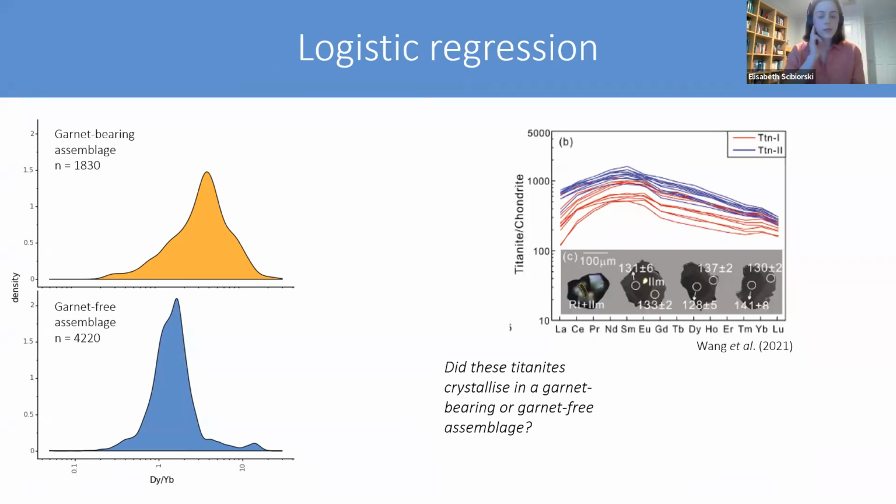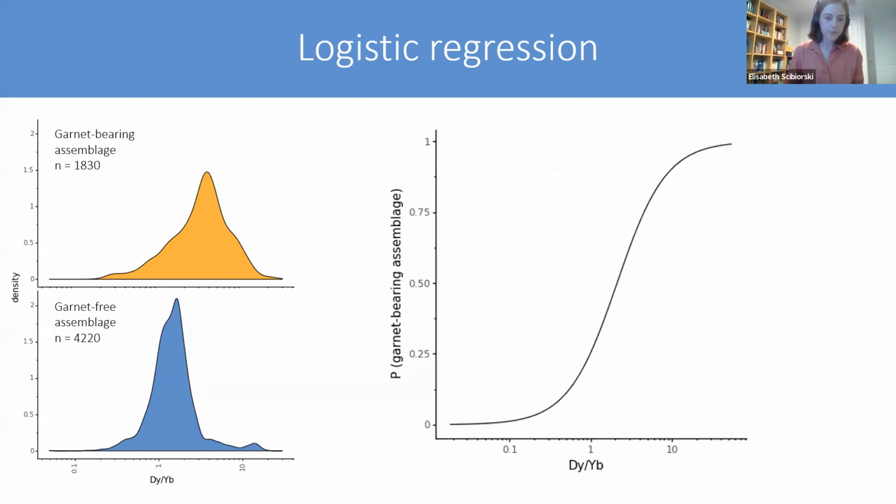Okay, so now let's see if we can make this discrimination a bit more robust so that it becomes useful in a forward modeling sense, for samples where you don't have petrographic context. And so where you can't just look at the rock to see if it contains garnet. So things like detrital minerals. So this is basically a one-dimensional modeling problem. You've got one variable, which is the dysprosium to terbium ratio, and you've got a binary classification, so garnet-bearing or garnet-free assemblage. And so for a classification problem like this, a good choice of algorithm is a logistic regression.